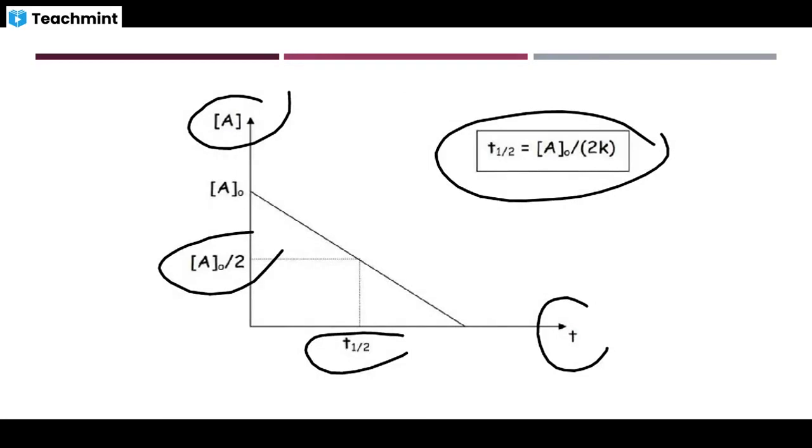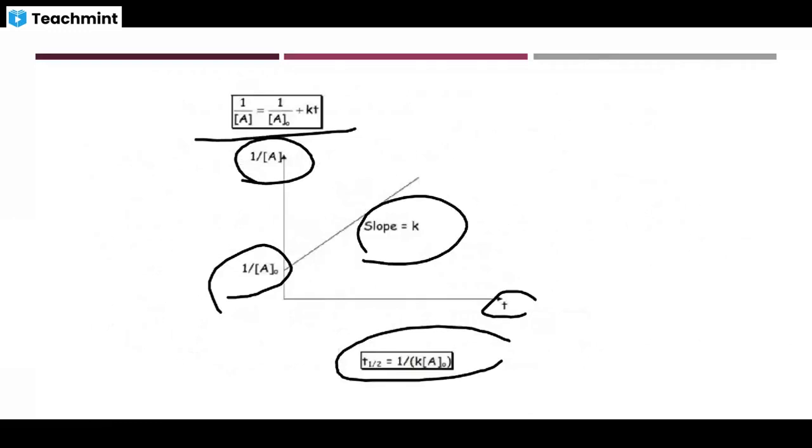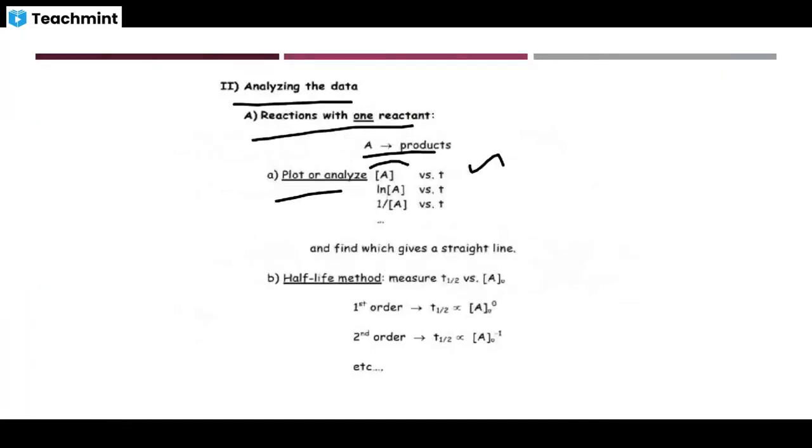From plotting A versus t, if you get a straight line, it means it is a zero order reaction. Like that, you can collect the data and plot the data, and you get to the answer. A versus t straight line means zero order. ln A versus t straight line means first order. 1 by A versus t straight line means second order. So find which gives a straight line.